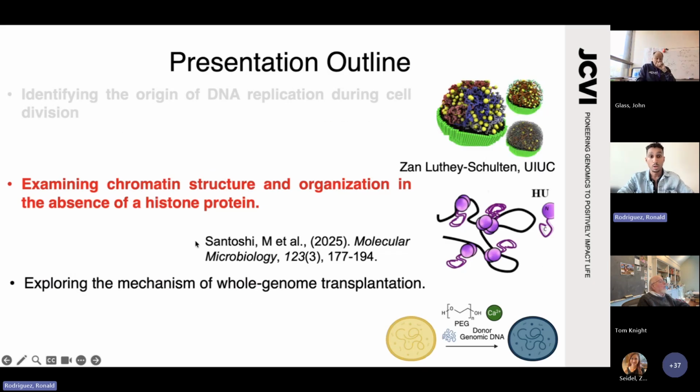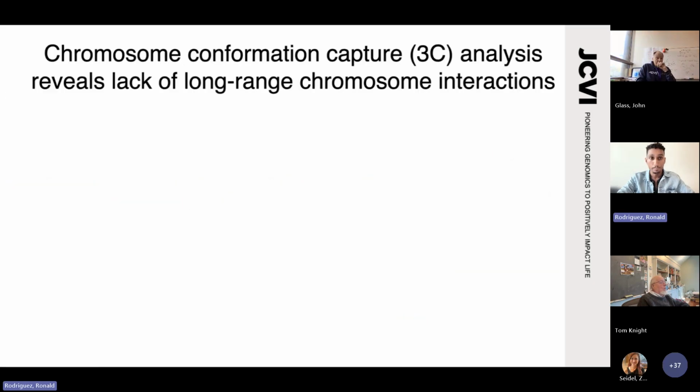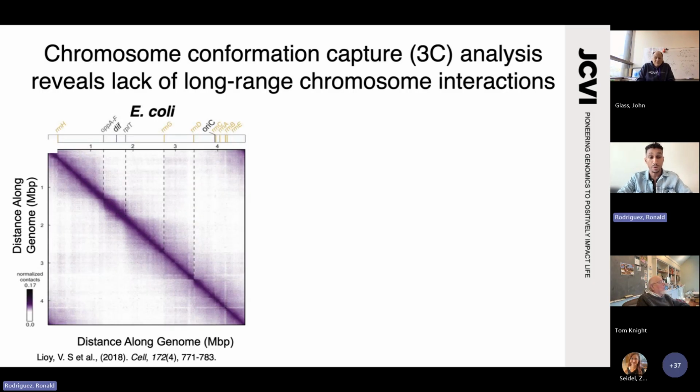Next, I'm going to tell you about HUP-A, which is this histone protein that I've been working on for quite some time now. So one way of looking at how chromatin is organized in the cell is using a chromosome conformation capture assay. This is an experiment where you cross-link DNA in living cells with something like formaldehyde. You can separate cross-linked DNA from non-cross-linked DNA with a restriction digest.